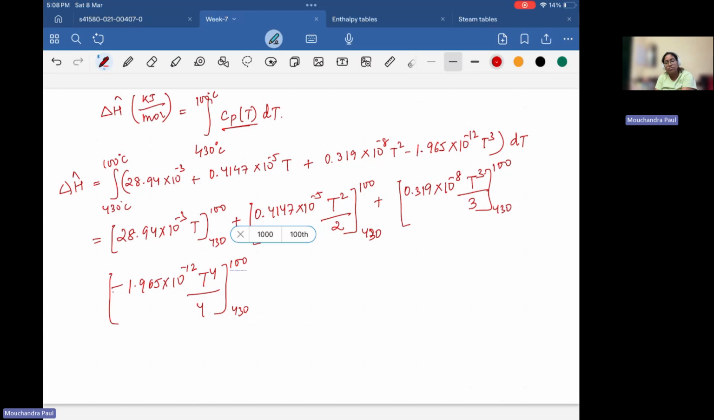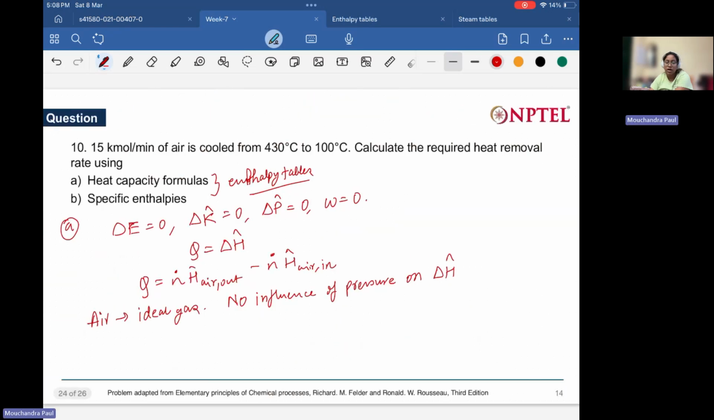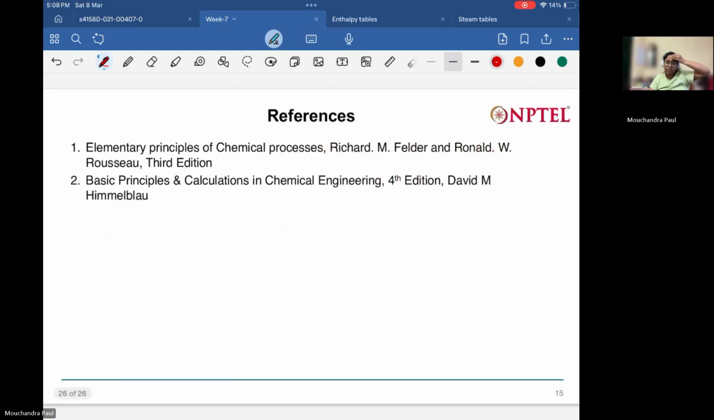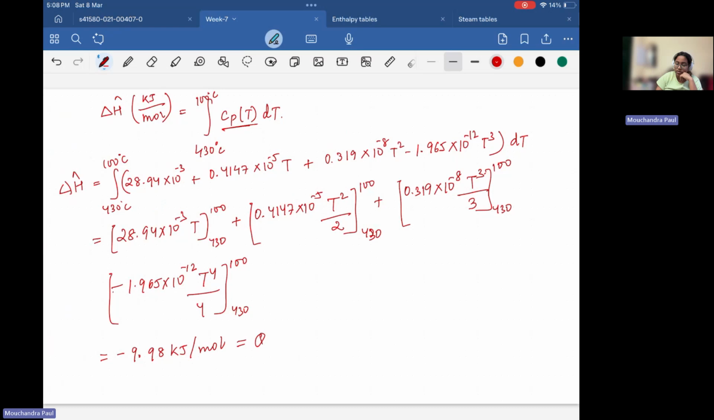Okay, this is the integral form after integration, and after we put the values of T here, you should get minus 9.98 kilojoule per mole. So this is a hard way or a long way to calculate the delta H. So this is basically Q. This is the long way.